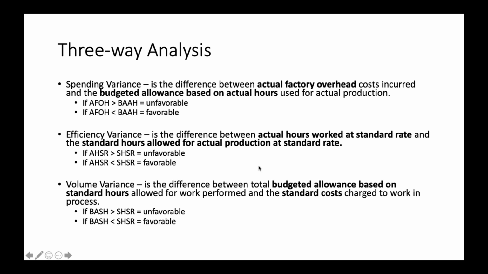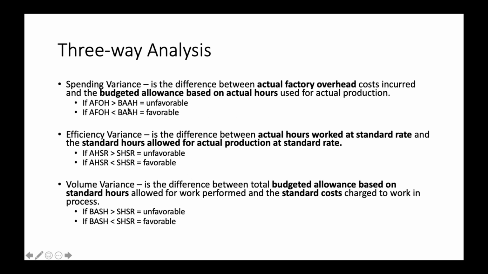Okay, three-way analysis: spending variance, efficiency variance, and volume variance. With volume variance, we already understand this one. This is BASH less SHARE. Now, spending and efficiency variance. Spending is the difference between the actual factory overhead cost less the budgeted allowance based on actual hours, not standard hours as compared to two-way analysis, where that's BASH.